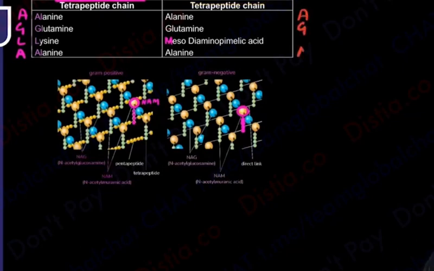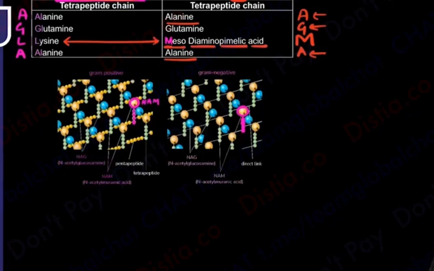But one of them is going to change. It is now going to become AGMA, because gram negative mein M wala alphabet aayega. AGMA, that means A and A obviously remains the same, that is alanine. Glutamine also remains the same. This lysine is replaced by mesodiaminopimelic acid. So some M is gonna come. Mesodiaminopimelic acid is gonna come.